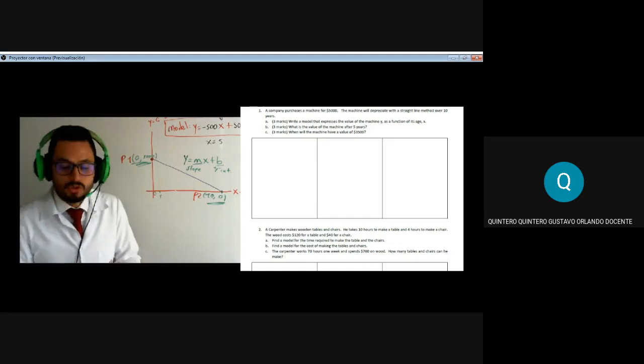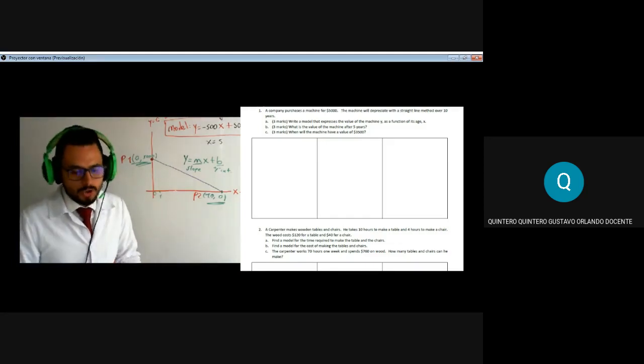Let's go with question C. When will the machine have a value of 3,500? All right, let me erase this real quick and we'll jump into the question and you'll see it is absolutely easy. When will the machine have a value of 3,500? So you can do this again by doing two processes. One is to count. You can do that if you count. Or two, by doing the model. I'm going to show the two processes.